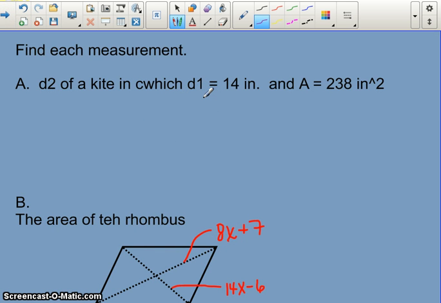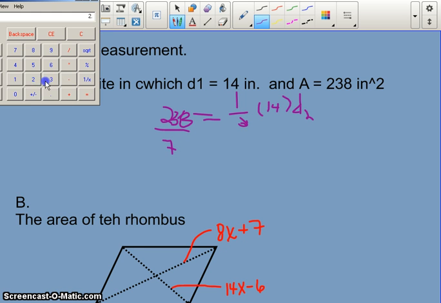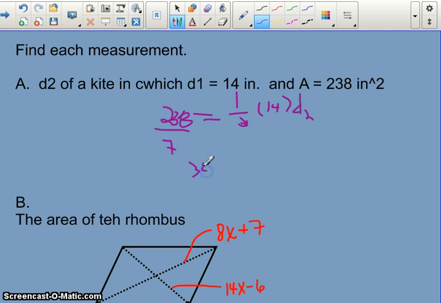Alright, next one here, it looks like we've got a d2 of a kite in which d1 is equal to 14 and the area is equal to that, so it looks like the same type of problem. 238 is equal to 1/2 of my d1, which is 14, times my d2, which I'll be looking for here. So half of 14 is 7, so if I divide by 7 right here, let's again see if we get lucky. 238 divided by 7 equals 34. So 34 actually is going to be our d2. It looks like we're in inches this time, so I'm going to label it inches.